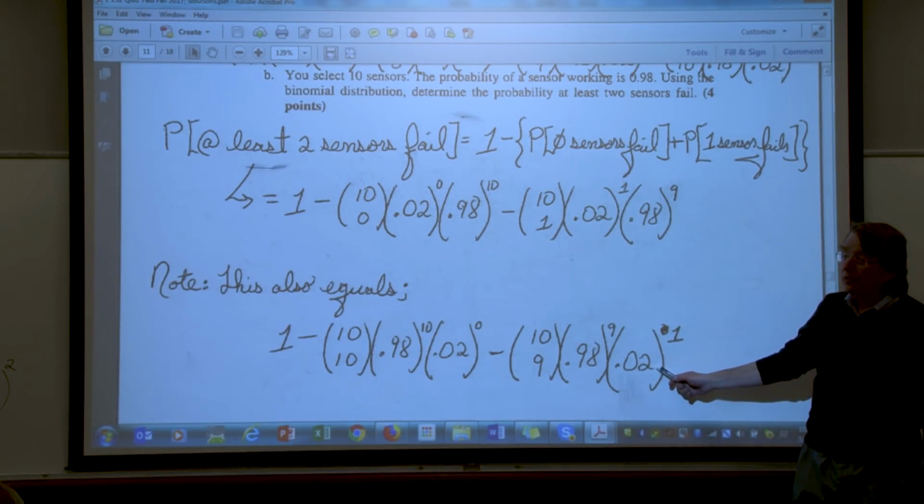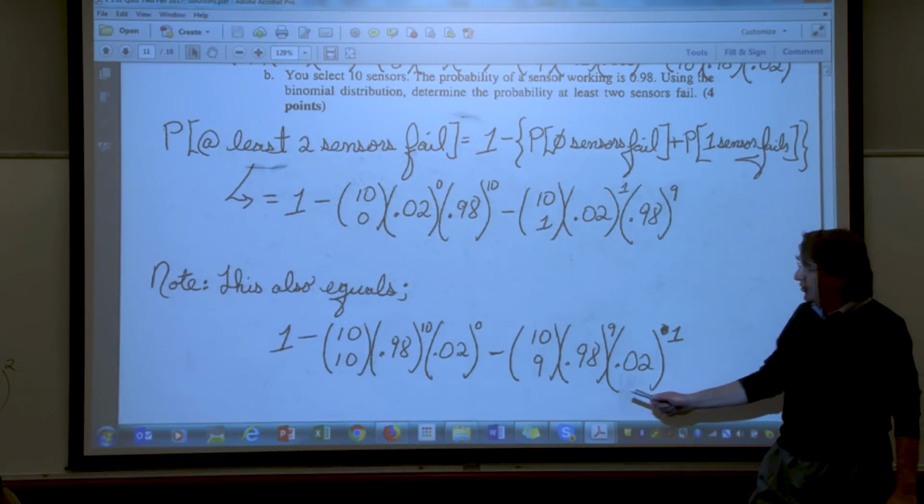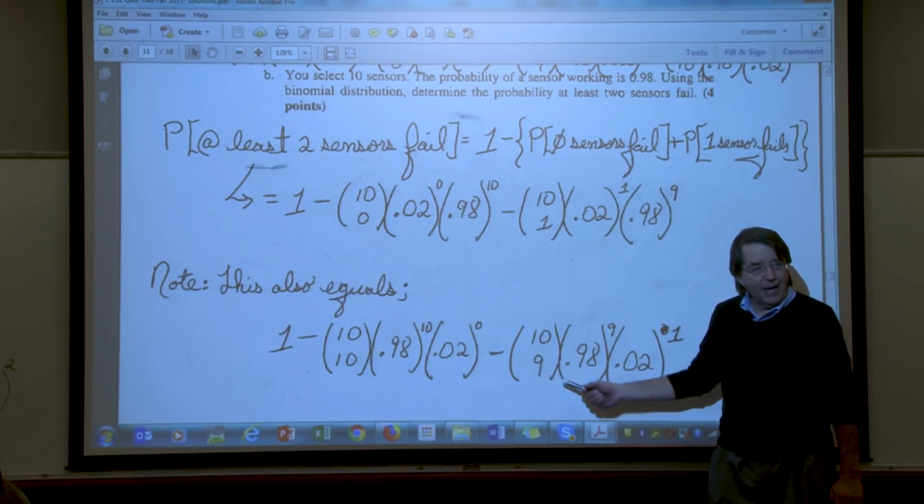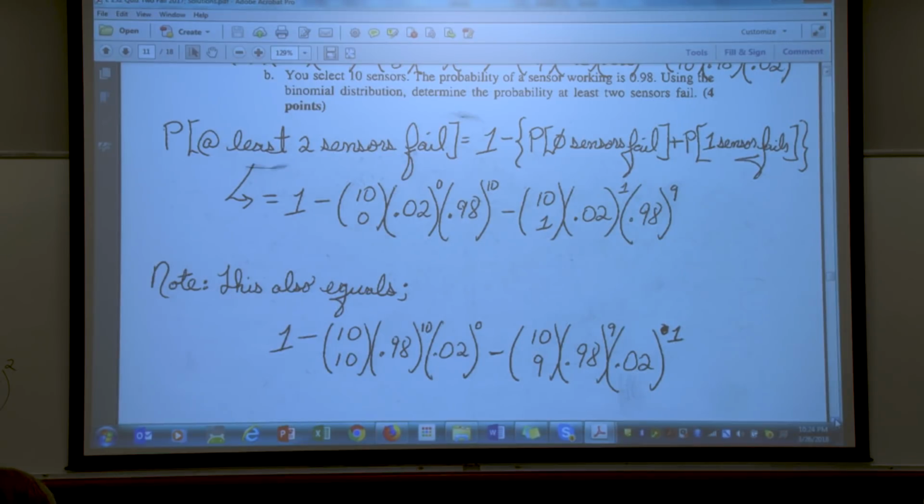This also equals, can someone help me out? 1 minus this, and 10 choose 10, 10 choose 9. This is the probability of 10 working. This is the probability of 9 working. Help me out. How can I argue that? At least 2 fail. Kristen. So in that case, either 0 fail or 1 fail, so then you want 1 minus that because that's not what you're looking for. Perfect, exactly. Kristen, thank you. Great. All right. Wonderful.